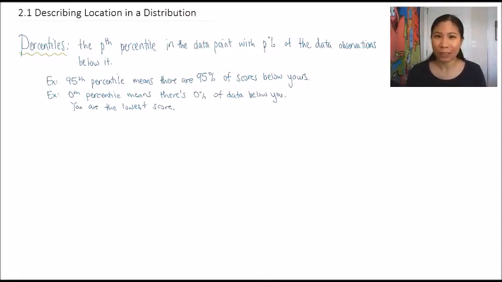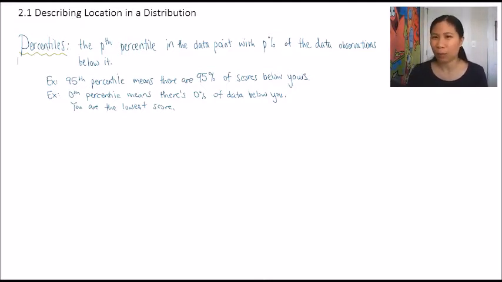So today we're still looking at data, but specifically being able to describe the location within a data set. So looking at the individual data points and how they compare with the rest of the data points. So the first vocabulary word that I want to talk about is percentiles.